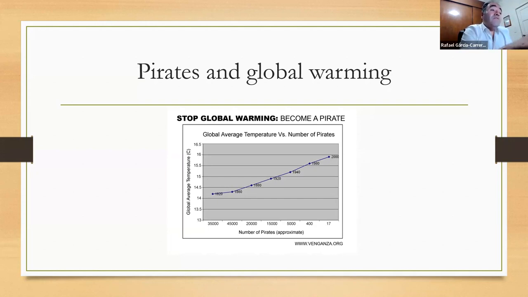This is the existence of a correlation, but this is obviously an absurd argument, because I'm not presenting you any causal link on why or how the existence or non-existence of pirates may cause global warming. I'm just presenting you a correlation.